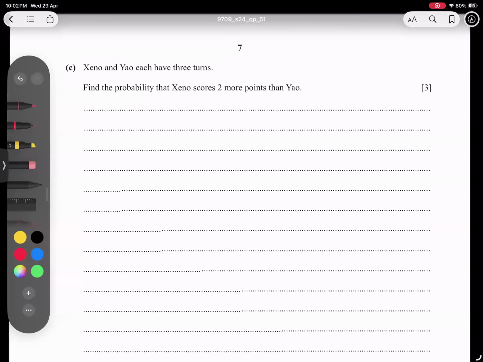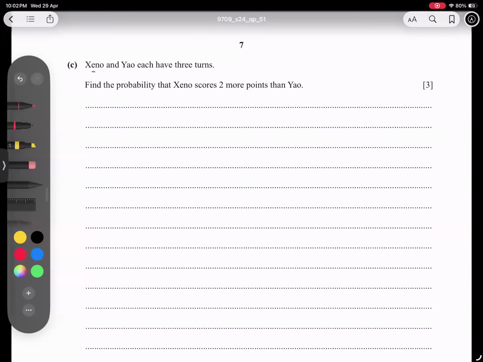Student, part C: we have X and Y, each with 3 turns. It means 3 turns by X and 3 turns by Y. In the previous part we did 2 turns, and now we find the probability that X scores 2 more points than Y. Every turn where you score 4 is counted as 1 score.